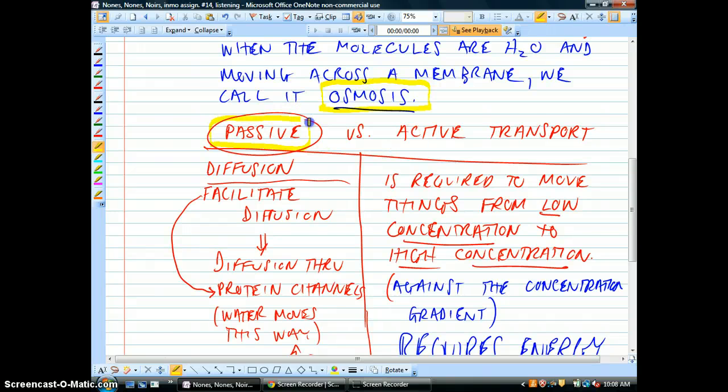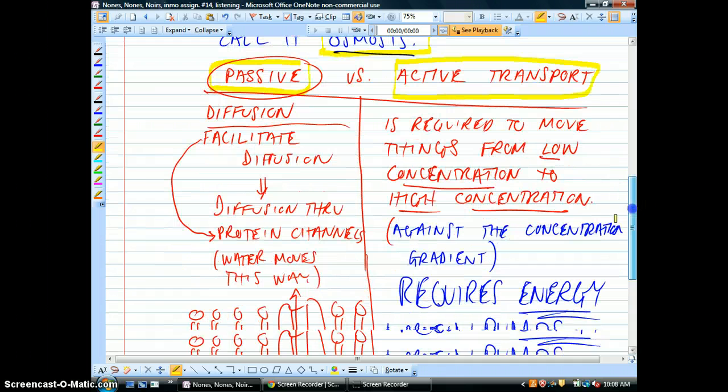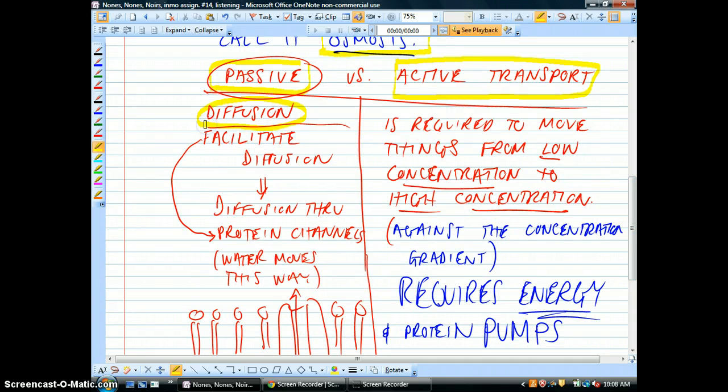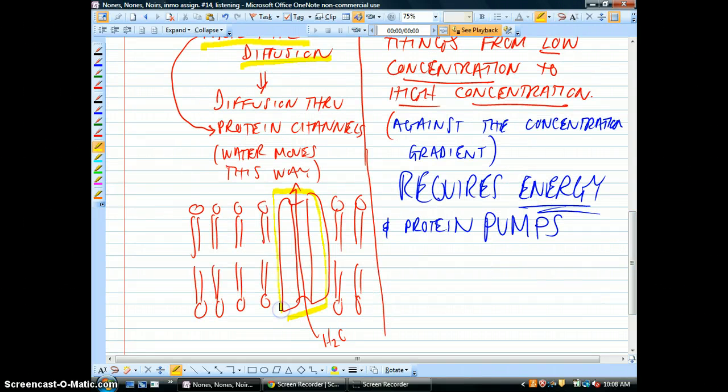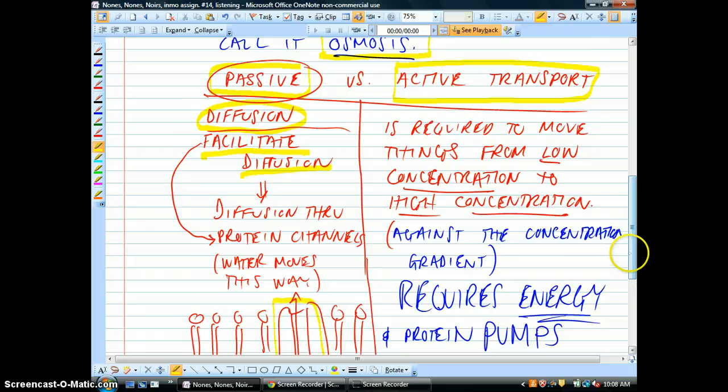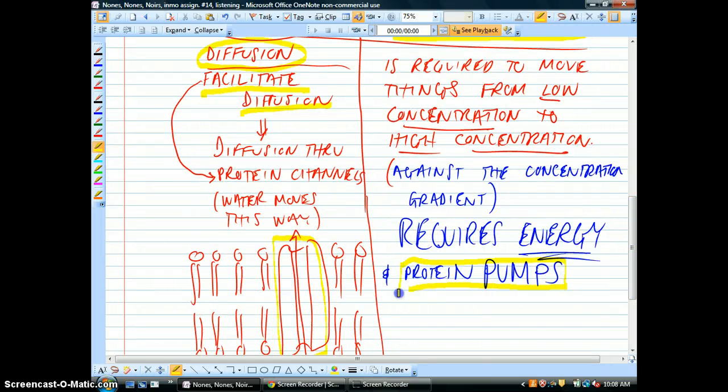Then we have passive and active transport. Passive transport can be just plain old diffusion, if it's something that can go right through the cell, the lipid bilayer, or it can be facilitated diffusion if it needs a protein channel to go through. Then we have active transport, which requires protein pumps to push stuff through the membrane. The reason it requires that is not because the molecules are too large. You could just make a bigger channel if that were the case. It's just because you're going against the concentration gradient, so it won't happen on its own.